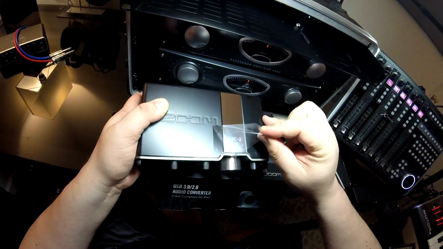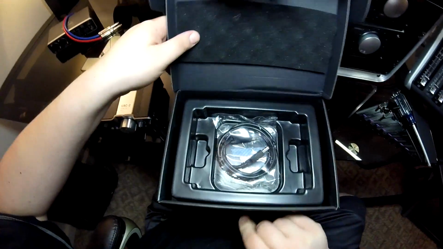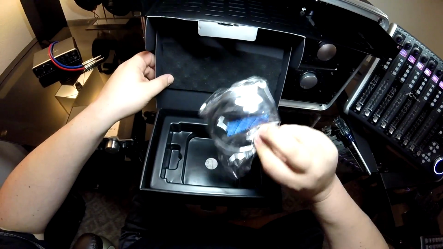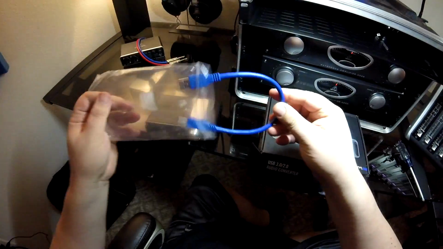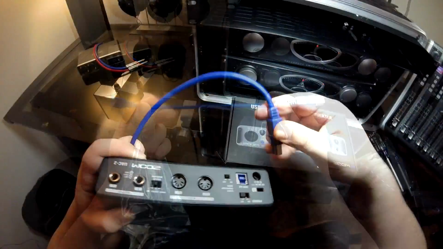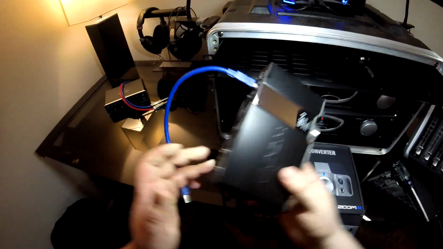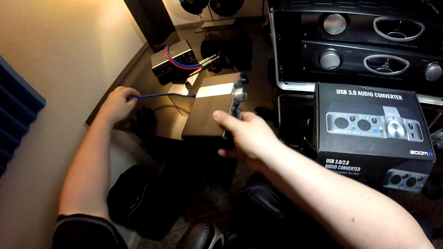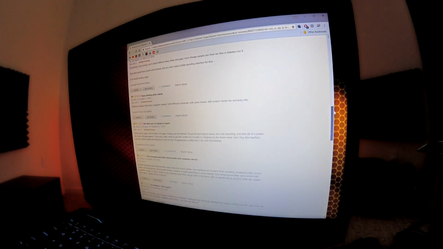Upgrade. And this brings us right back to the UAC 2 by Zoom, which in 2015 was the first USB 3.0 audio interface on the market. This also means that the company had about 3 years to sort out any driver issues, especially with the introduction of Windows 10 that same year. Now it's 2018, and fittingly, if you look at the customer reviews on Amazon, the more recent ones praise the product while the earlier ones cite driver issues.